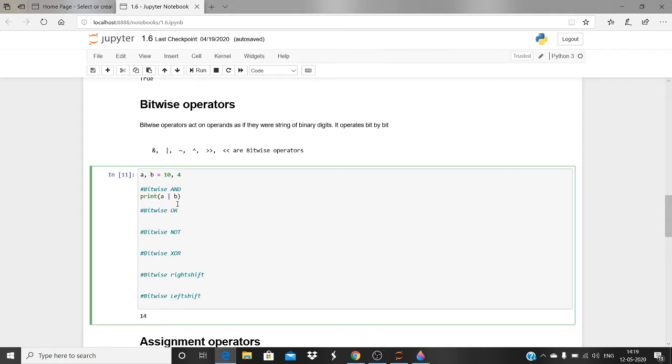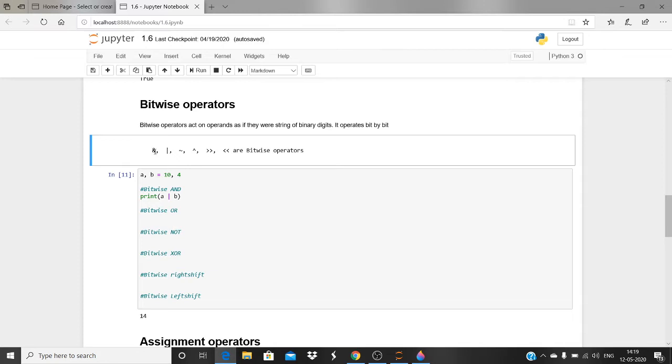This is the AND operator. Okay. And you have to watch the cursor always. This is AND, this is OR, this is NOT, this is XOR, and this is right shift and left shift.